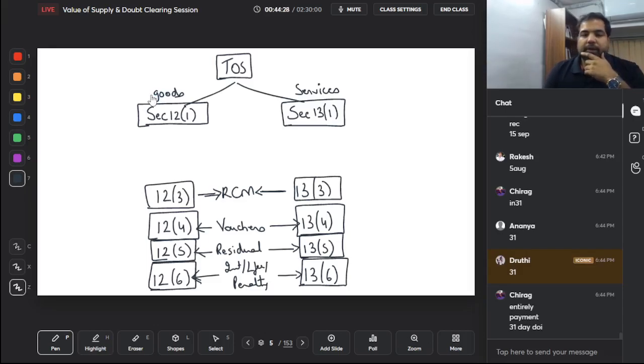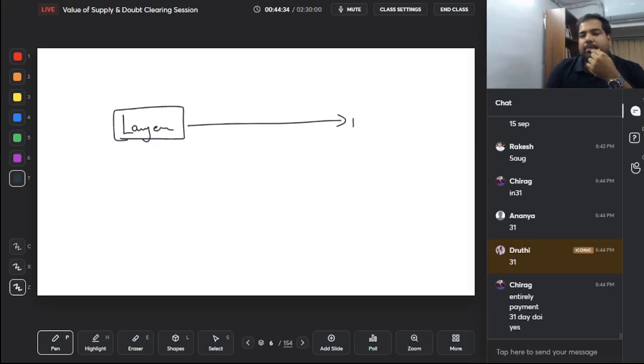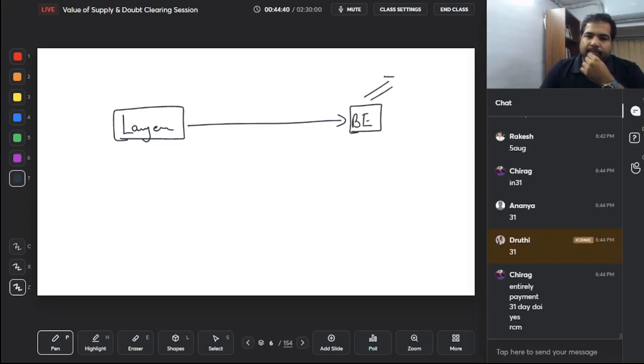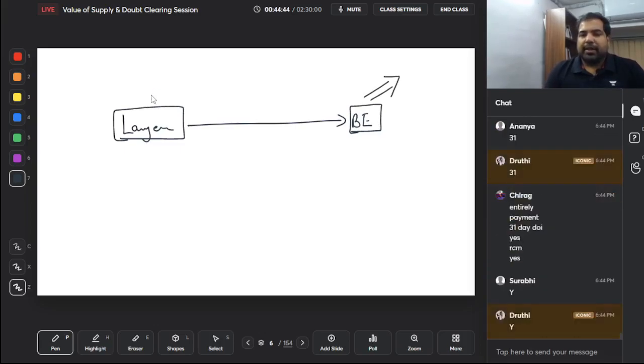13.3 is similar. So let's say there's a lawyer who is providing you services and you are a business entity, a big business entity. Guys, is this also under RCM? Yes. So what is the time of supply in this case? Again, recipient pays in 31 entirely.